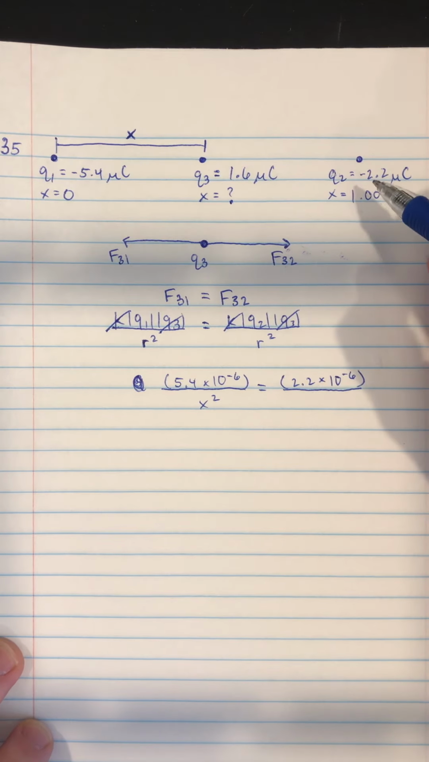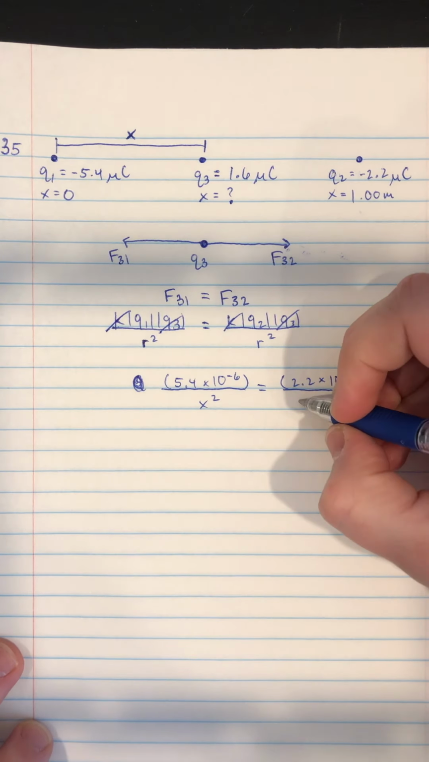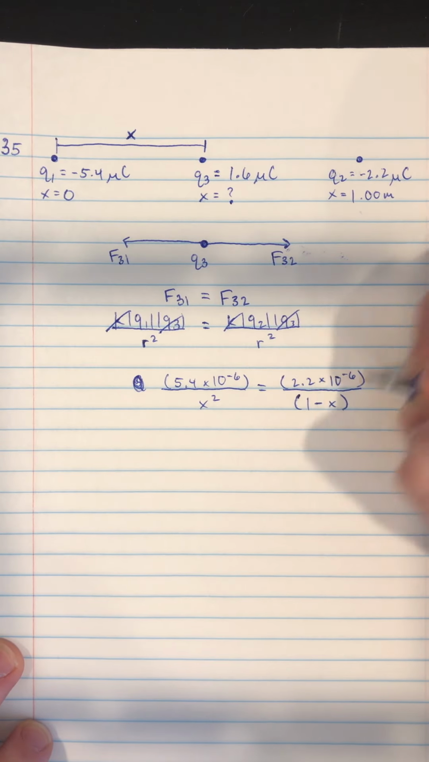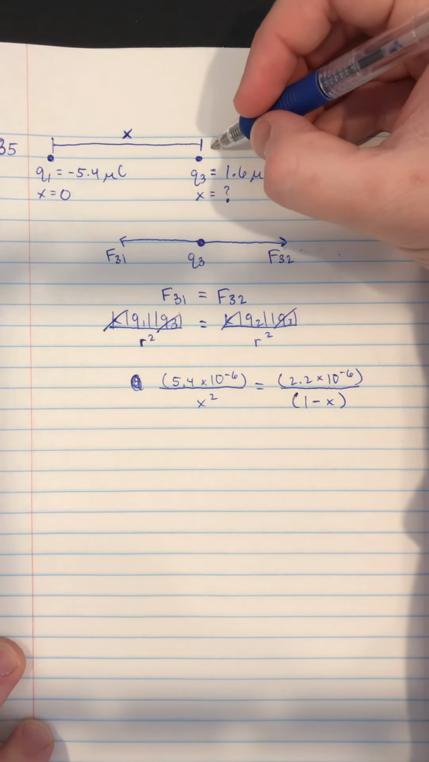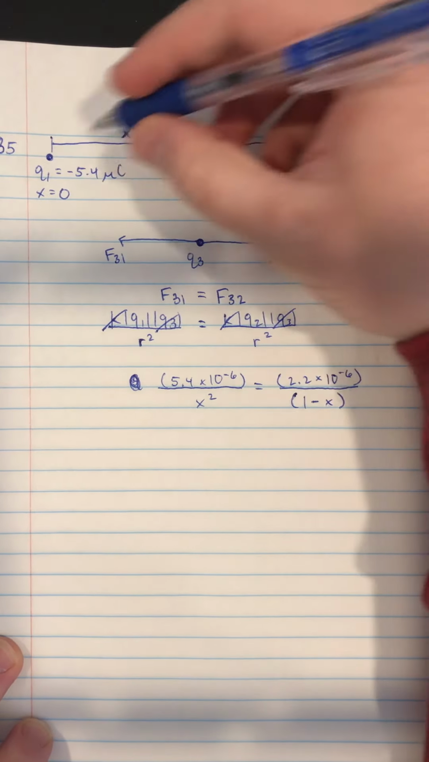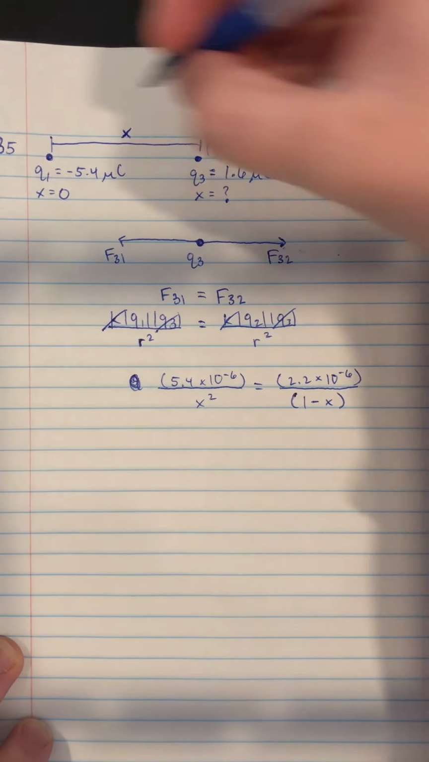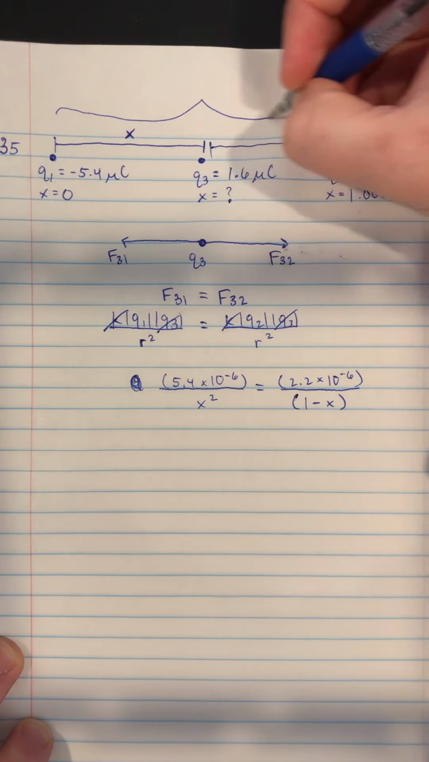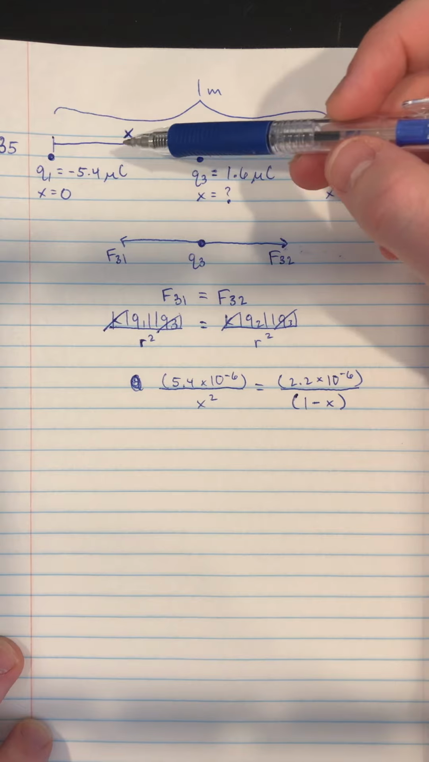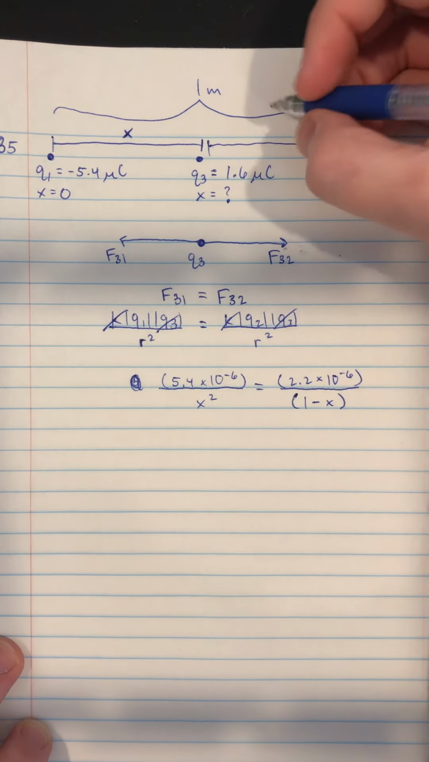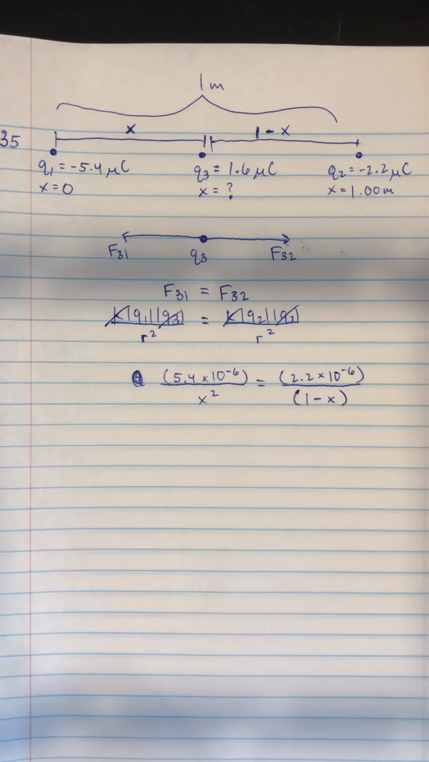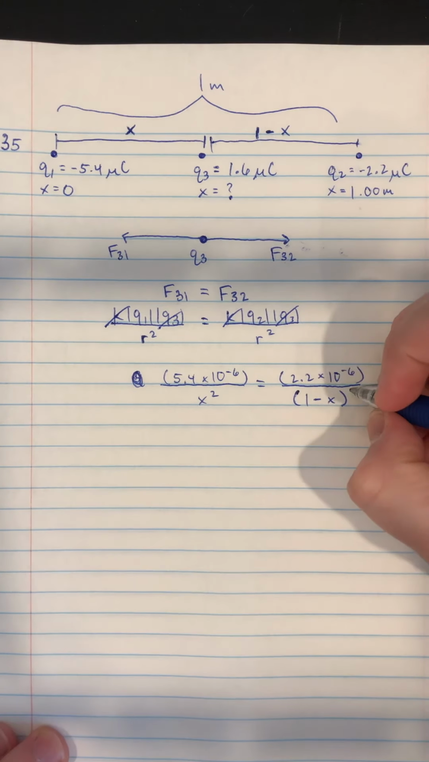divided by, this one's a little bit tricky. So this one, I'm going to make the distance 1 minus x, right? Because this distance from here to here is the full distance, which is 1 meter, right? This full thing is 1 meter minus this part, so minus x. So the distance here is 1 minus x, whatever x is, squared.